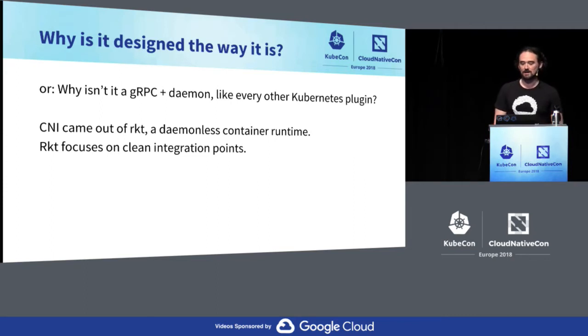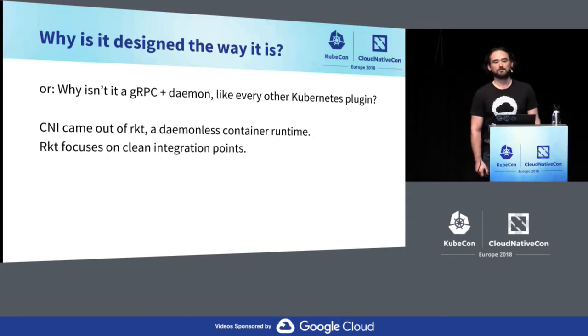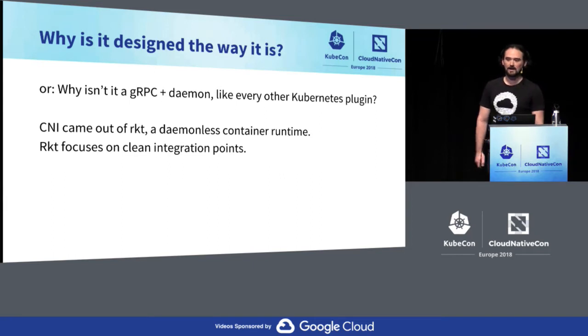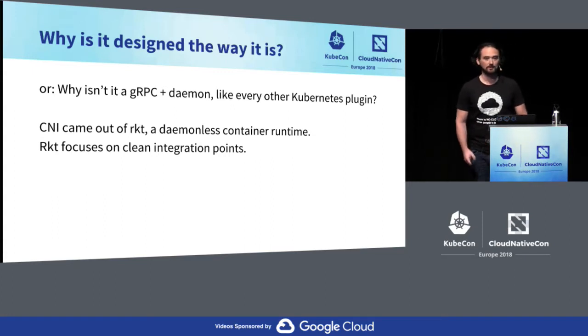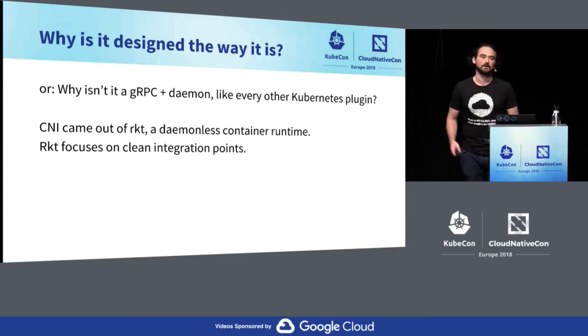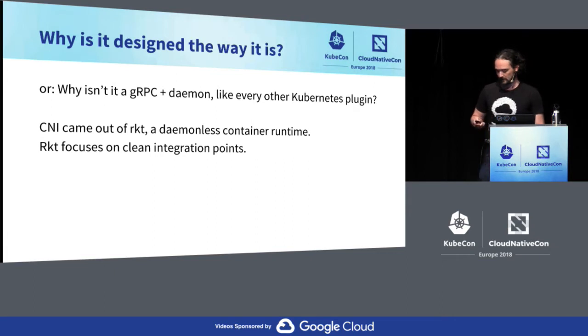As for why it is designed the way it is, if you think about every other extension point in the Kubernetes ecosystem, it's always protobuf, gRPC, daemon, CSI, device plugins, everything. So why isn't CNI like this? Why is CNI unique? Well, CNI came out originally out of Rocket, and Rocket is a daemonless container runtime engine, so it wouldn't really have matched the architecture for CNI to require plugins to be a daemon. And Rocket has always focused on really clean, really simple integration points, and CNI fell out of that effort.